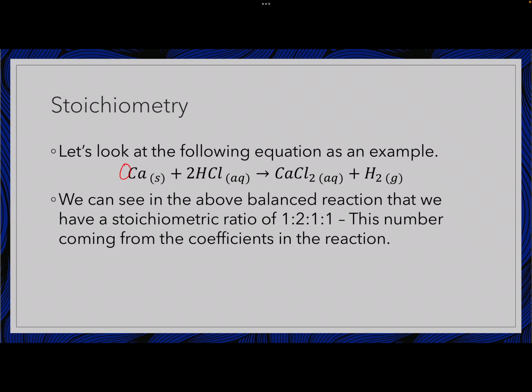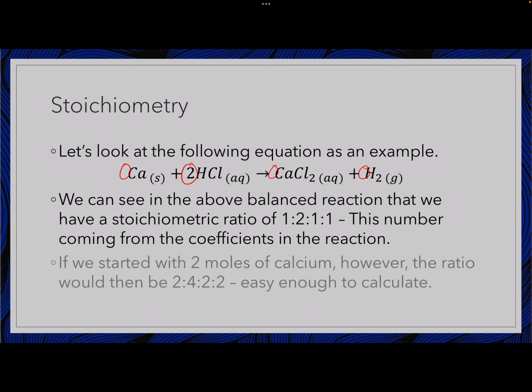And this is coming from the coefficients in the reaction. So we have 1, remember, if we don't have a number, it counts as a 1, 2, 1, 1. So that's where that ratio comes from. That's very important with the rest of our stoichiometry. Now, why is that important?